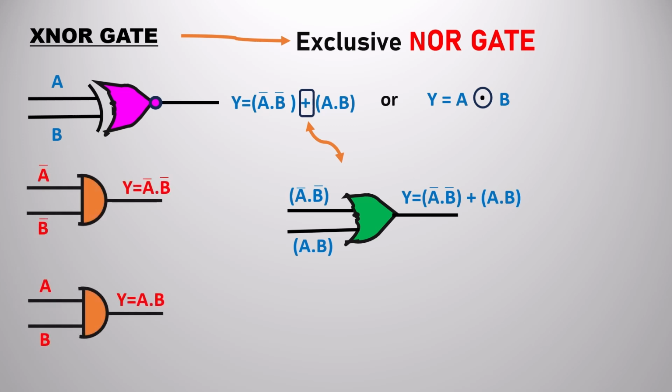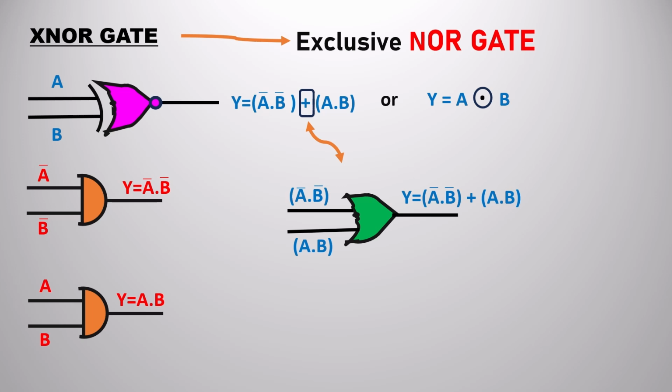As we saw in the XOR gate, in this also we are going to take two AND gates. Why? Because there are two product terms in the input of the OR gate. So for that purpose we are going to take two product terms. How can we get the two product terms? We can have two product terms with the help of two AND gates.